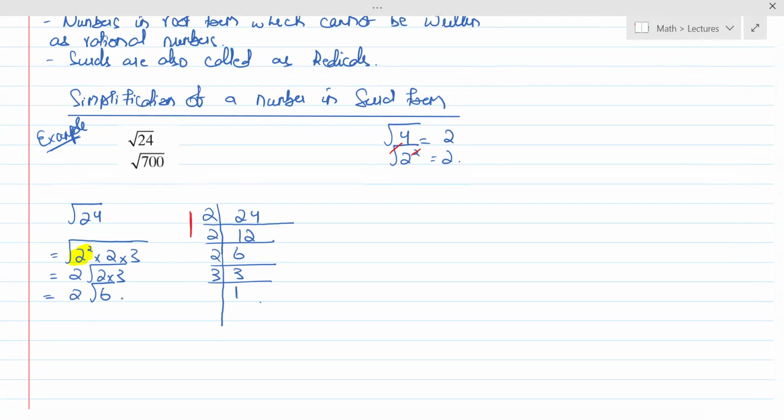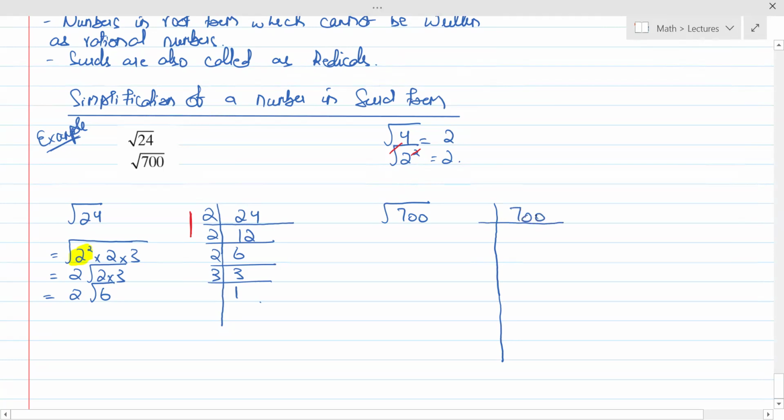Let's pick up another example, which is under root 700. Again, we'll do the same thing. We'll find the prime factors first, because without knowing the prime factors, we won't be able to simplify. So for 700, we start with the lowest prime factor, and we can start with 2 here. So 2 into 350 is 700.